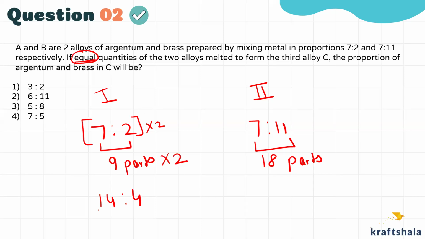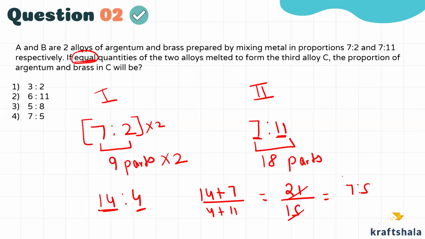Okay. So the first one has 14. We have to find the ratio of argentum and brass. So argentum is 14 in first, 7 in second. 14 plus 7. 4 in first, 11 in second. 4 plus 11. So 14 plus 7, 21. 4 plus 11, 15. Lowest form, 7 is to 5. So in such questions, you don't have to do anything else. You just have to make the quantities equal and then calculate it manually, right? You can note this.